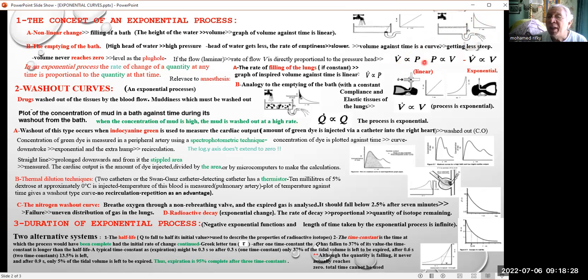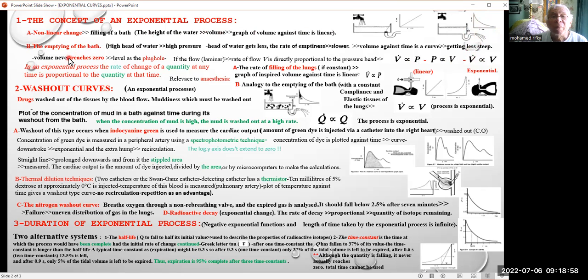So the pressure in these two correlations is utilized to make a correlation that the flow of water at any time is correlated to the amount of water present. So this is what we call exponential. This is what makes the curve descend in such a way. Of course, it never reaches zero. It's an infinite process, you see.